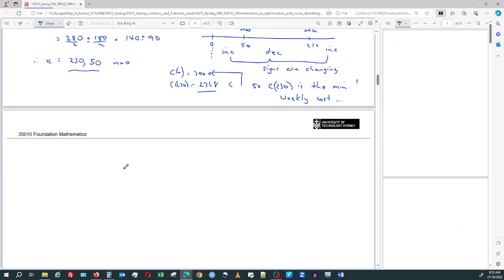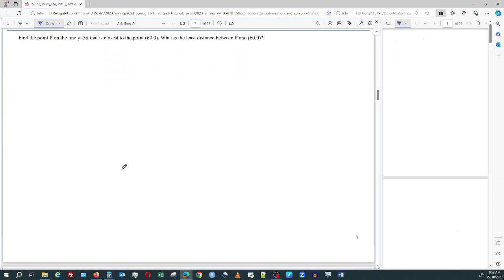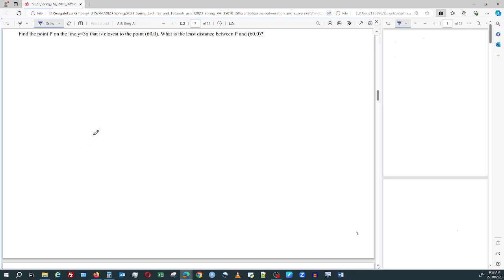Alright, so let's have a look at a further question in this one. Find the point P on the line y equals 3x that is closest to the point 60, 0. What is the least distance between the point and 60, 0? So the first thing we better do is sketch this out. So y equals 3x is a steep origin-based line. So we know that y equals x would look like this on a 1-to-1 scale. So y equals 3x is going to be steeper. Okay, so y equals 3x will look like this.